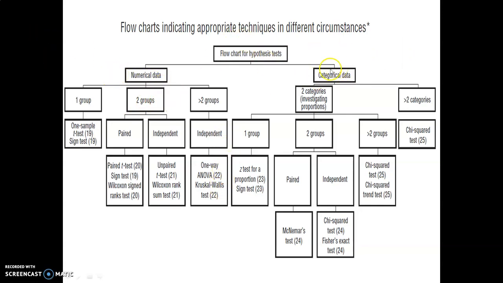And in the same way with categorical data, for a single group we go for the z-test. Then we have two groups: paired, with the non-parametric McNemar test, and independent, with the famous chi-square test. And when we have more than two groups, we also use the chi-square test. It is a very good test to carry out the analysis.